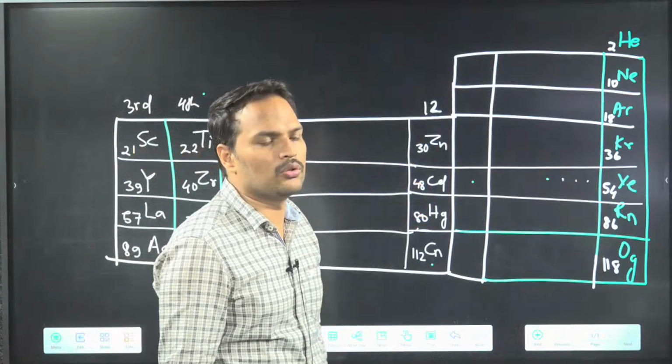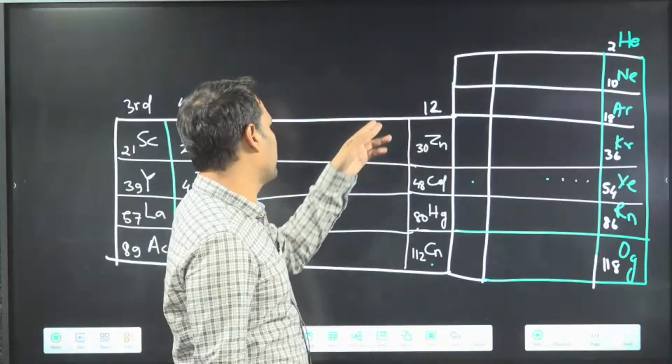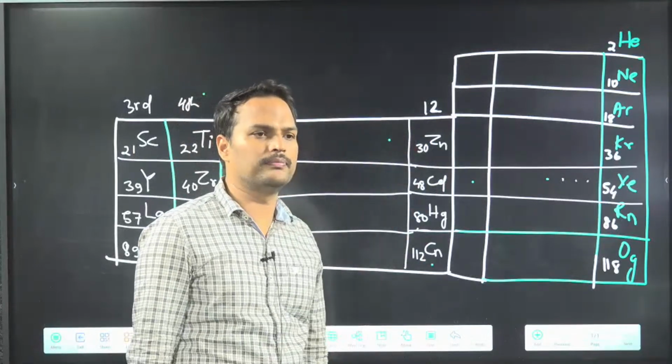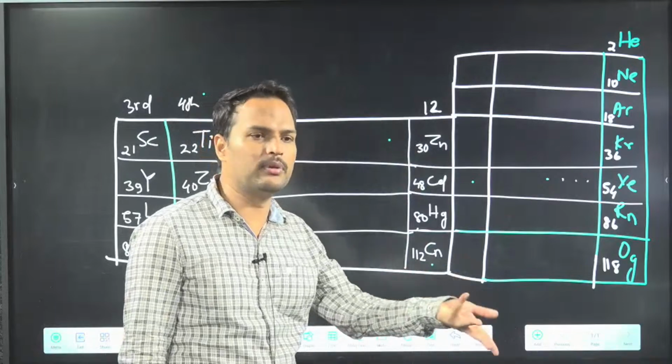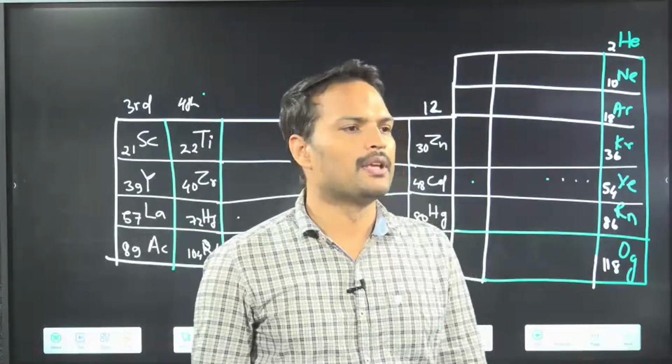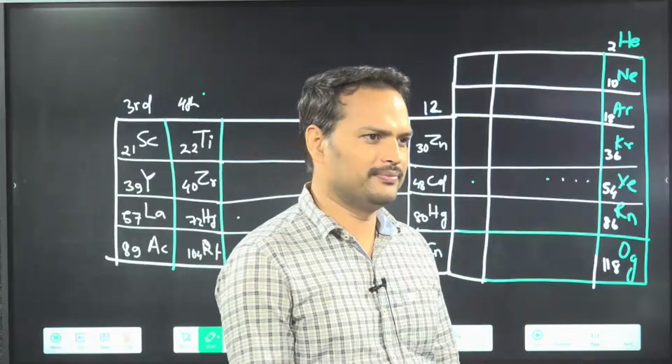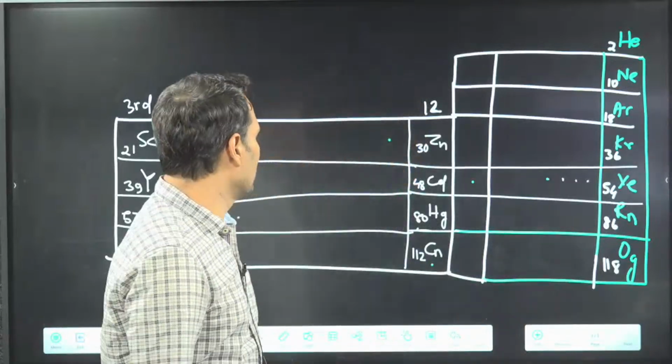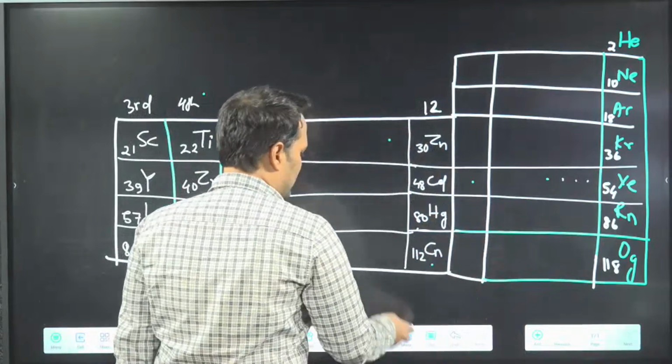If anyone asks you 29, 30 is there, subtract 1. 11th group, 4th period, d block. Understood the point? So you can just do it like this also. So just a basic part we were trying to see. Now you can ignore it.